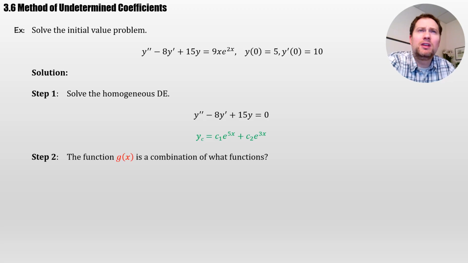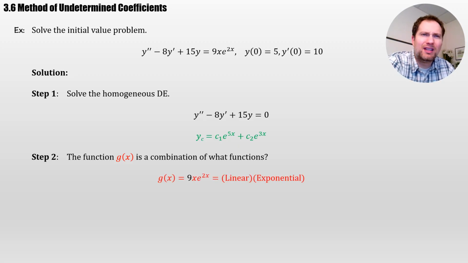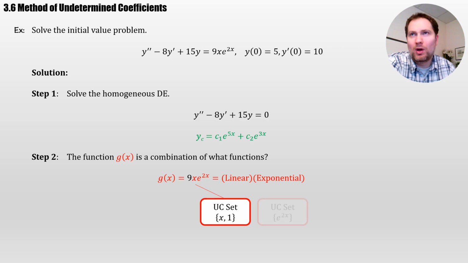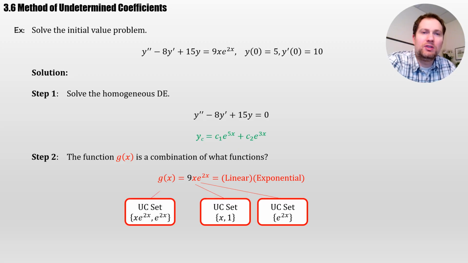Now we're going to take a look at that function on the right side. It's a combination of what two functions? Looks like we've got an x in there and an e to the something. It's like a linear times an exponential. So the UC set we need for the x is simply x and 1. The UC set for e to the 2x is e to the 2x. And those are the combos. The combo of those things is going to be the product of each of the sets with all the others.